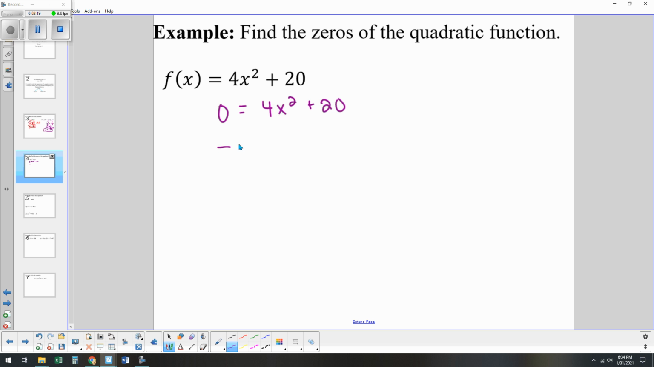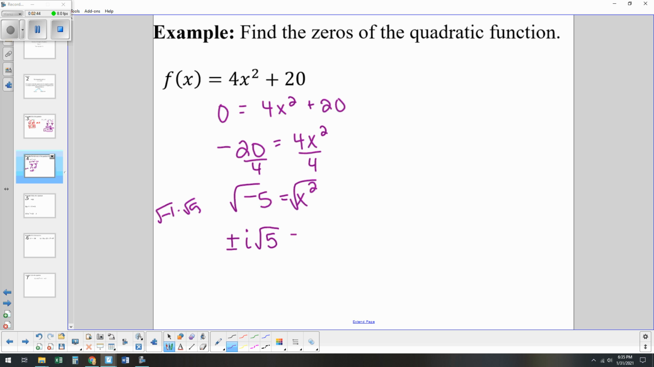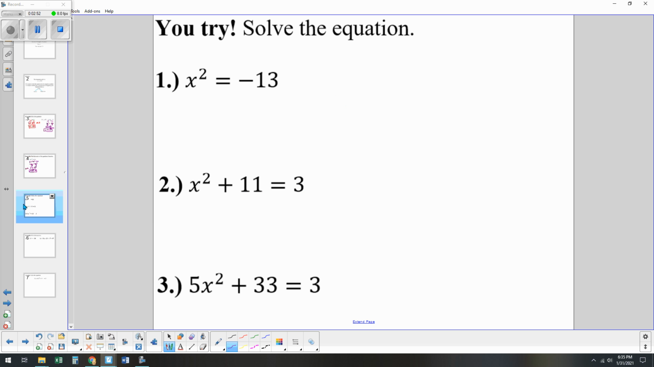I can minus the 20, so I have -20 equals 4x squared. Divide by 4, I get -5 equals x squared. When I take the square root of both sides, I get plus or minus. -5 is really -1 times 5. I can take that and I get i. I can't take the square root of 5, so it stays. All right, you go ahead and try these 3. You can pause it and I will show the answer.